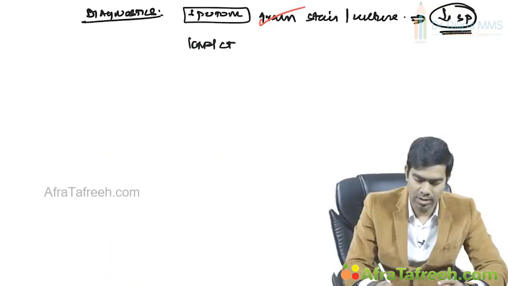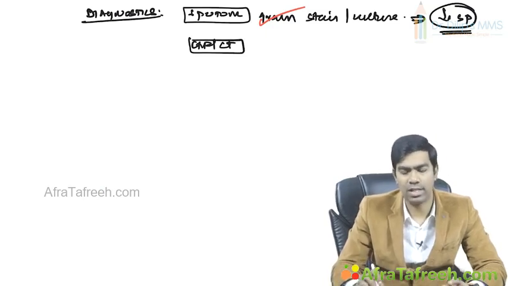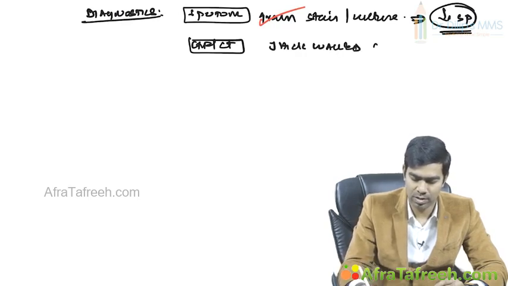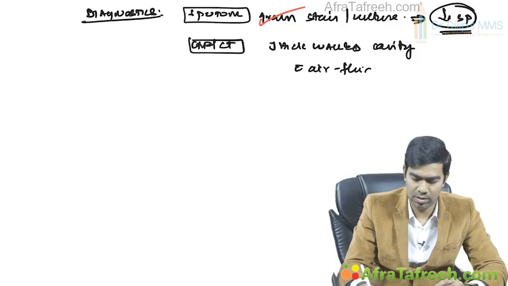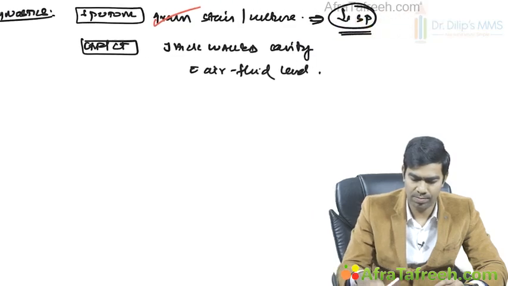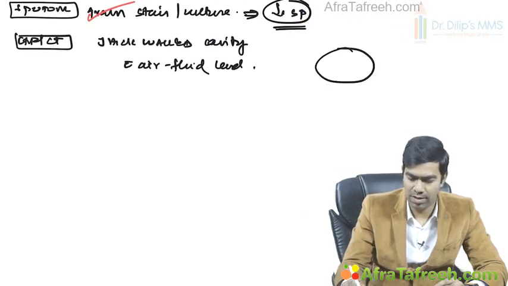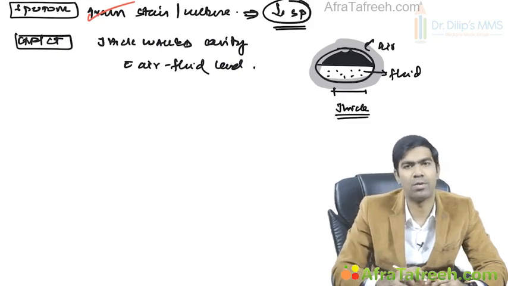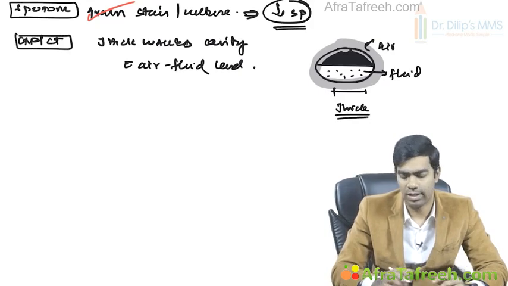Then radiological imaging, CT or chest X-ray. What you're going to see in a CT or chest X-ray is a classic thick-walled cavity with air fluid level. Clear? So when you have a cavity which is thick-walled with the air fluid level, I can show you this, in air, this is fluid, the wall being very thick. Whenever the wall thickness is more than 5 millimeters, we are going to call it as a thick-walled cavity.